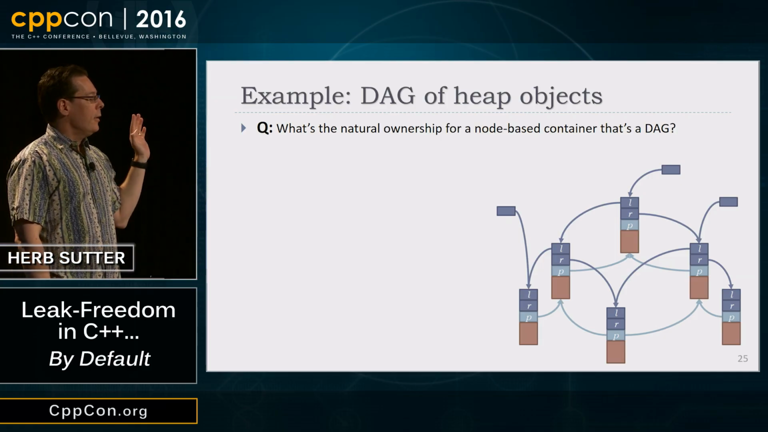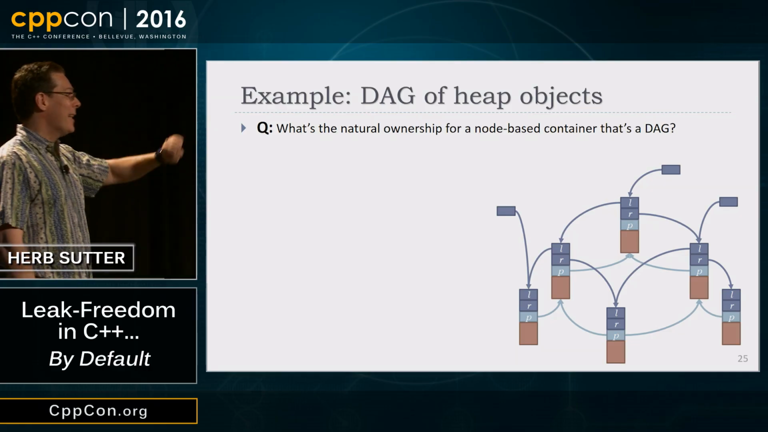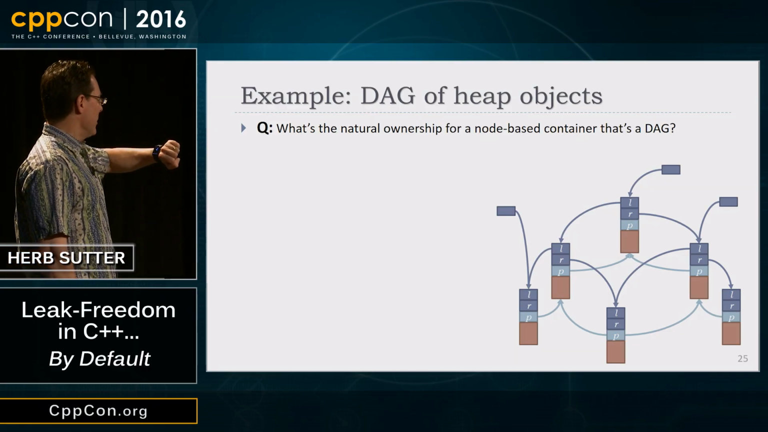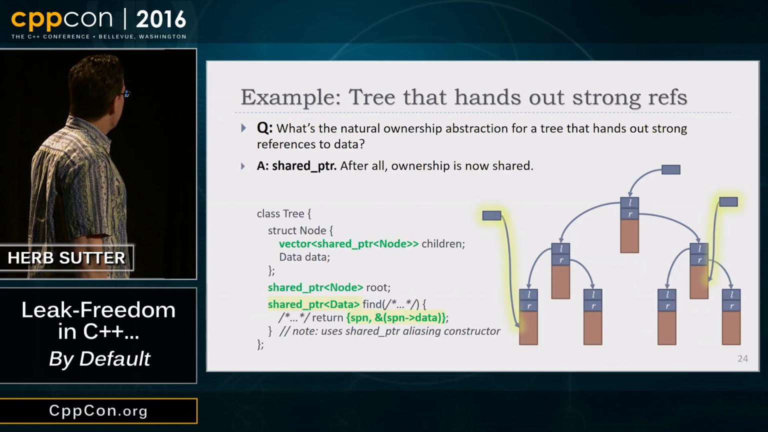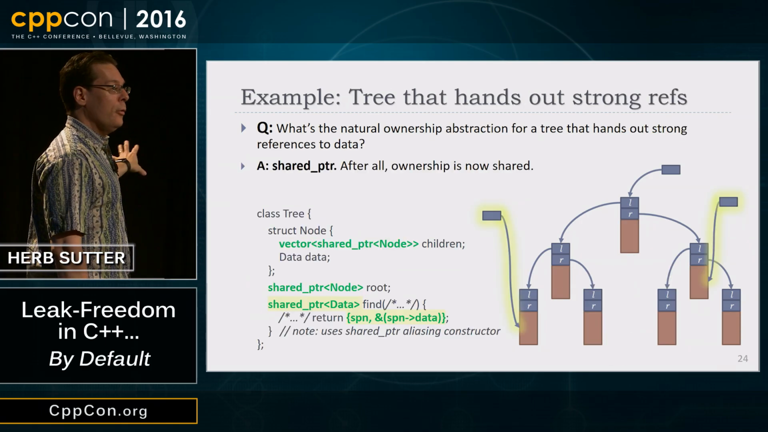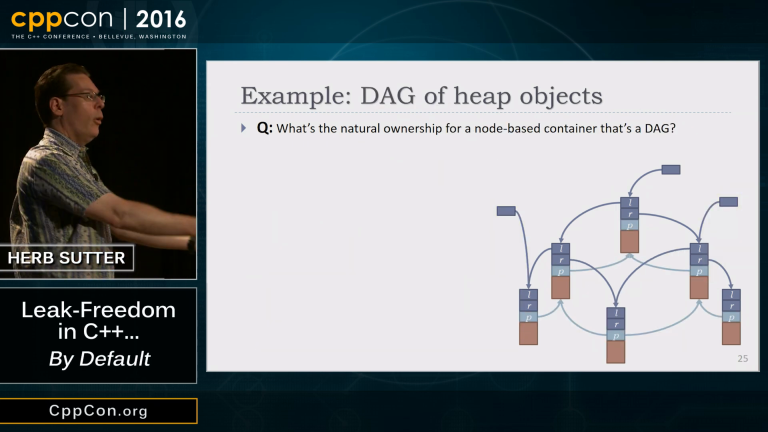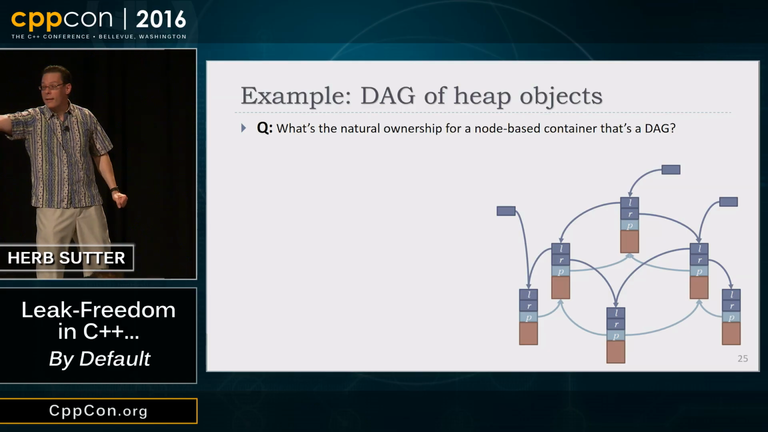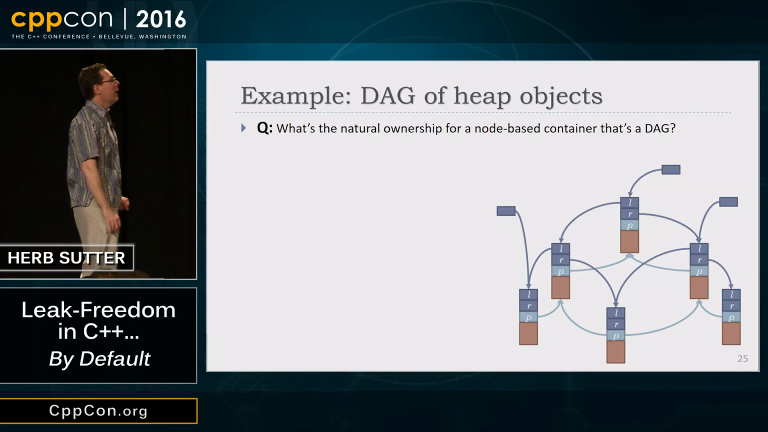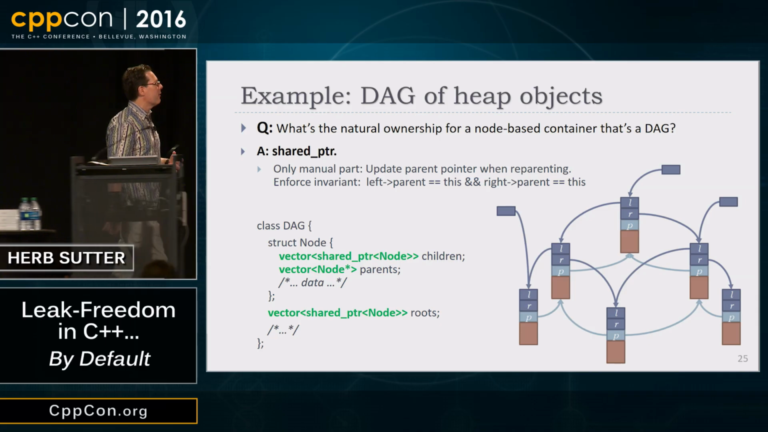Notice that this next example, a directed acyclic graph of heap objects, I told you we'd get to graphs, is very similar to the example we just talked about. Instead of pointing into the node, I've just got multiple pointers to a node, so the answer should still be shared pointer. I don't need the aliasing constructor this time unless I want to hand out internal references.